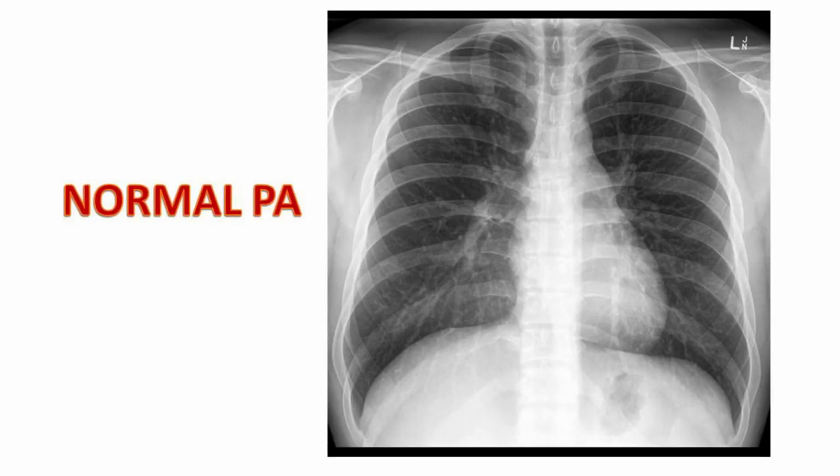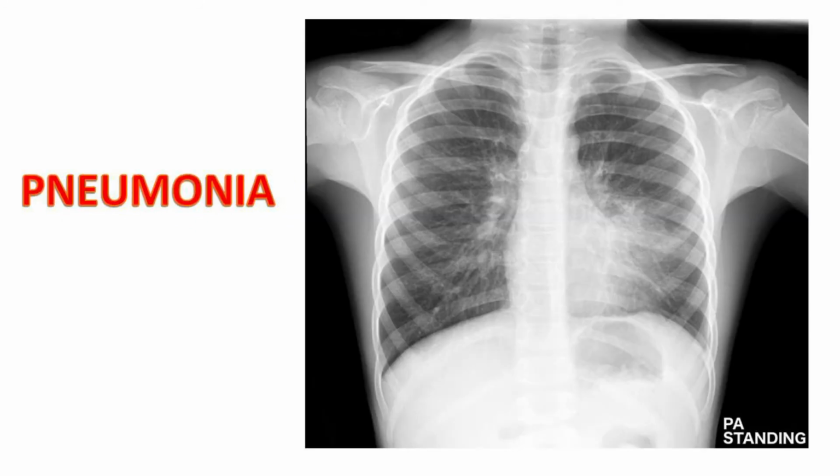This is the normal posterior anterior view of the chest x-rays. Here both lungs are clearly visible and the heart shadow is also clearly visible. This is the pneumonia of the chest, where the air sacs are filled with fluid or pus, which inflames the air sacs in one or both the lungs. It can be caused due to bacteria or virus in the air that we breathe.